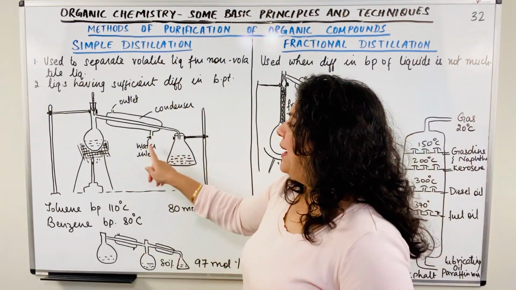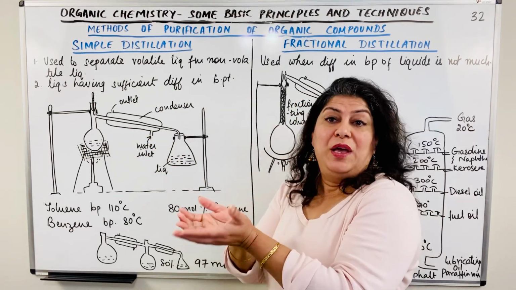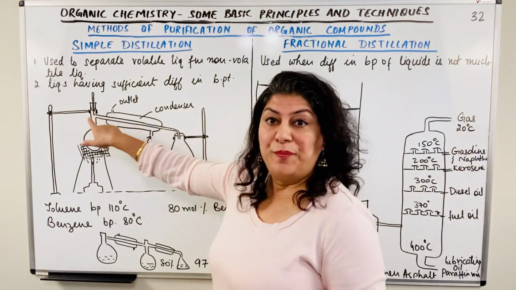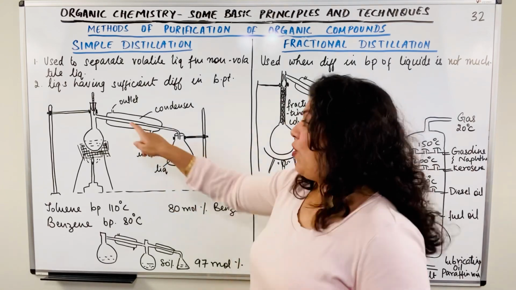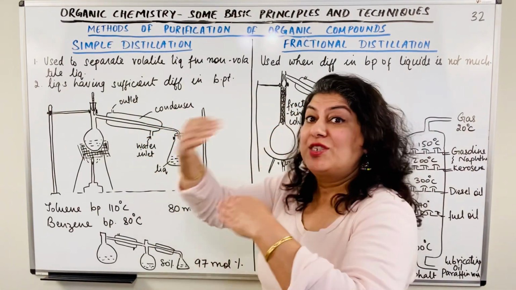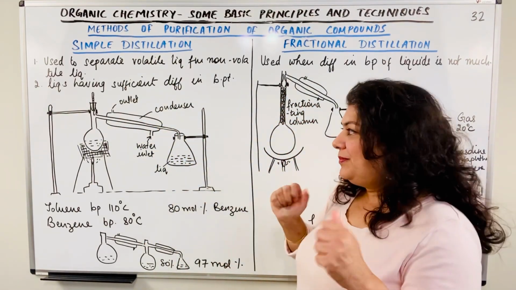So you will keep pushing cold water in the outer tube. Why are you doing this? Because the vapors which are coming here at that temperature, when they come in contact with the cool walls of the inner tube, because the inner tube walls will become cool due to the cold water which is circulating around it, that will turn the glass walls cold.